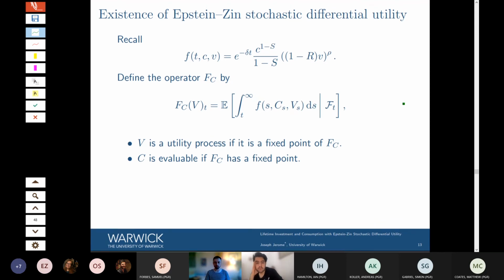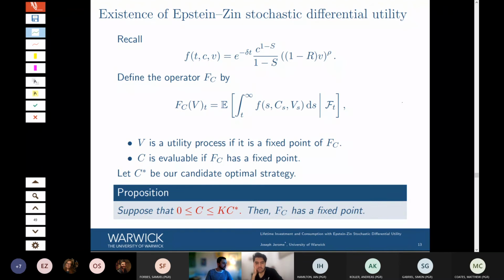So the first thing that we prove is that if C is bounded above by some constant multiple of our candidate optimal strategy, which is just a geometric Brownian motion in this case, then this operator has a fixed point. And so that means that C is evaluable. So that's really nice. Essentially the proof is we map it into a slightly nicer space, and then you show that the operator in that space becomes a contraction and is also a Banach space, so you can just use the Banach fixed point theorem.